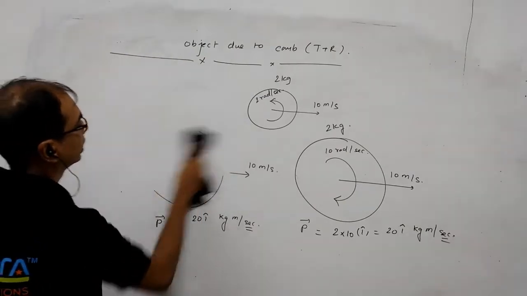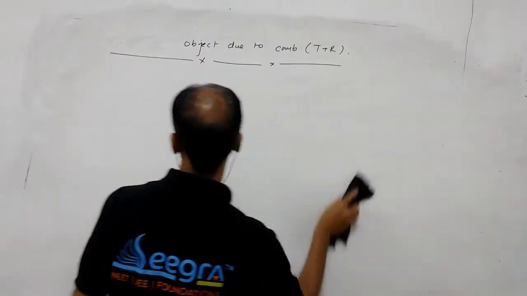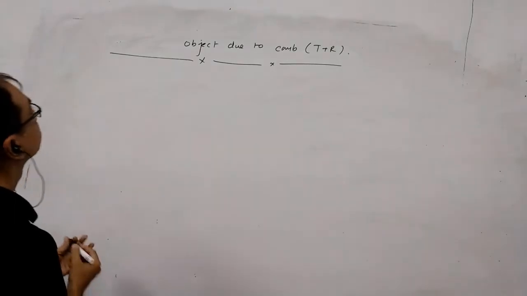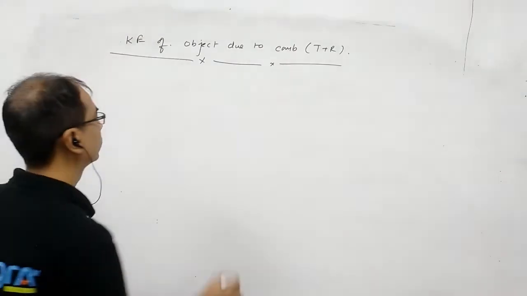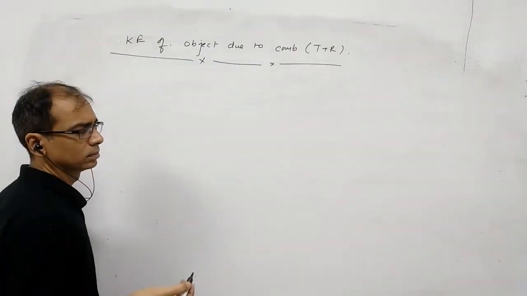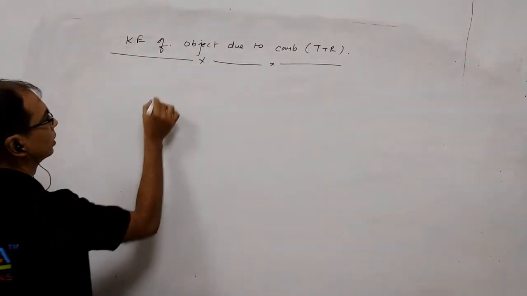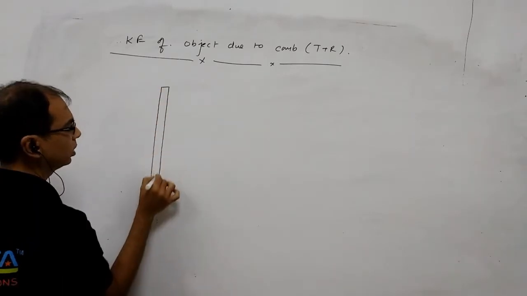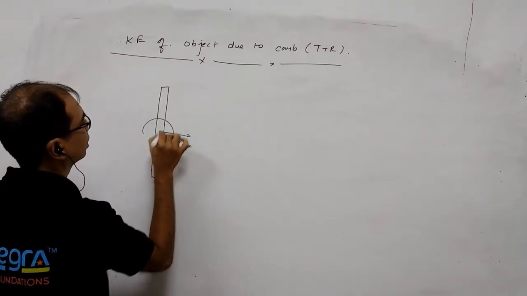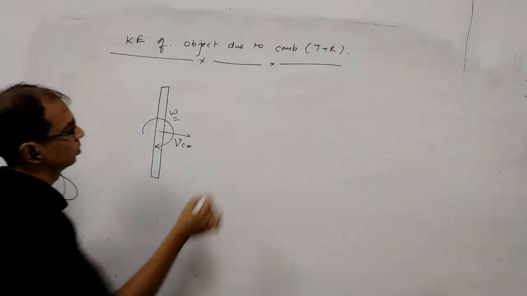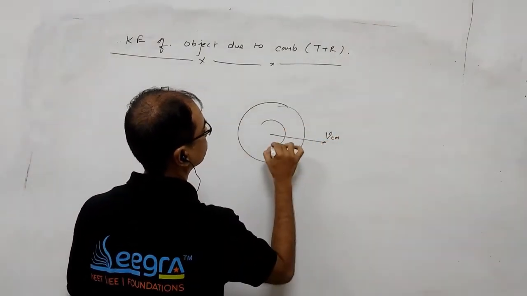Okay? What is kinetic energy? Kinetic energy of translation plus rotation. Right? So the object is again, you can take even a rod also. There's nothing like we have to take only a wheel. You can take a rod, or you can take a wheel. There's nothing in it. So VCM and then there is omega also, because both are happening. Or if you want to take a wheel, the same thing: VCM and here is omega.